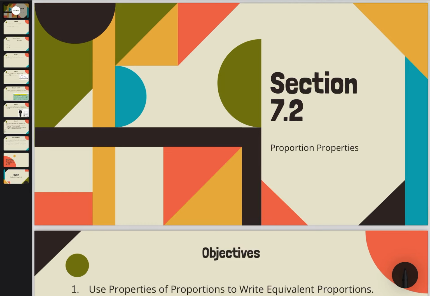Okay, welcome to section 7.2. The last recording I didn't capture any sound, so I am hoping and praying that this one works.